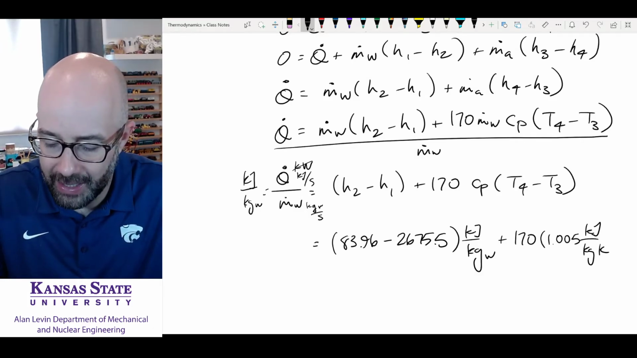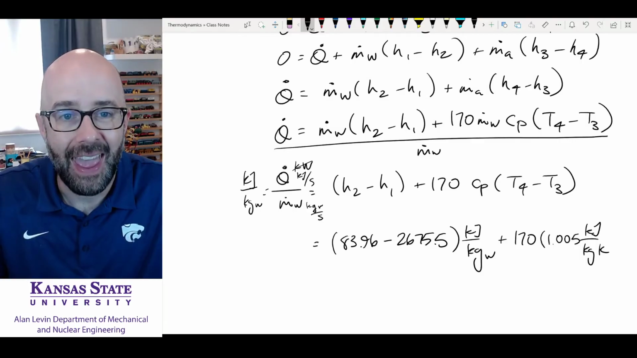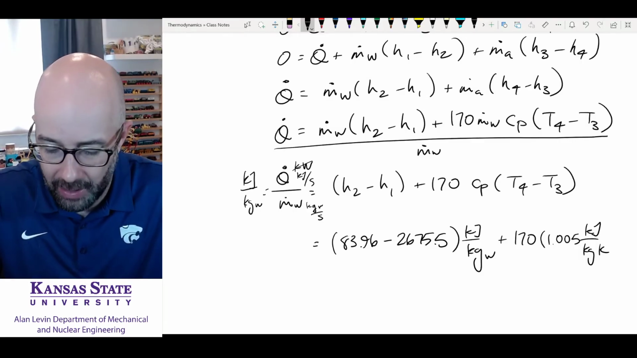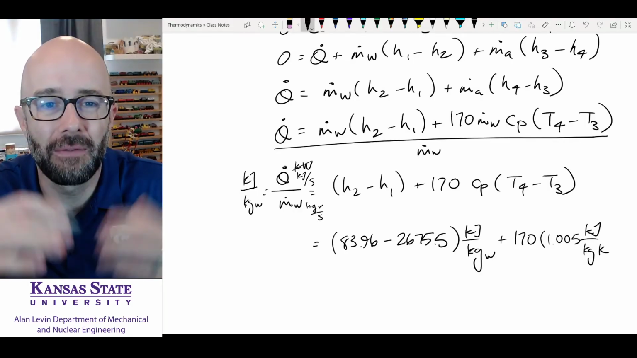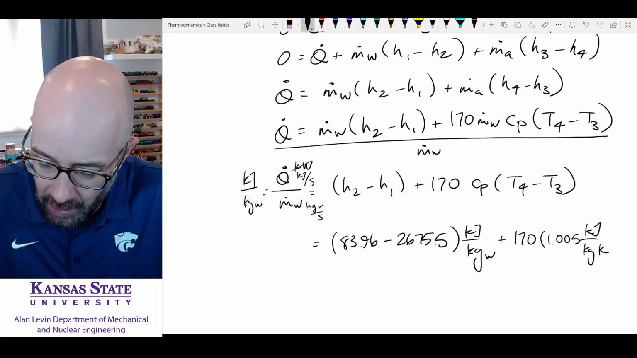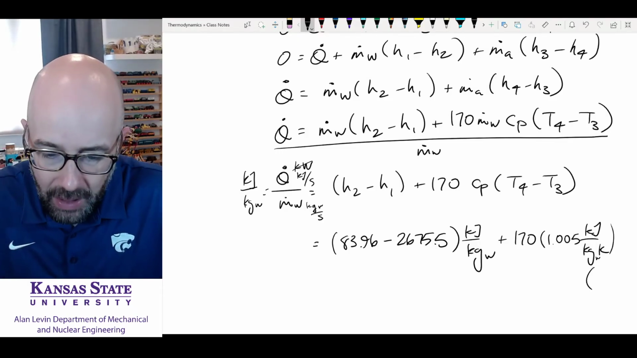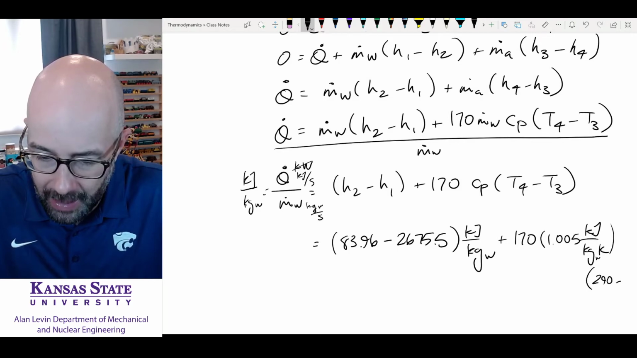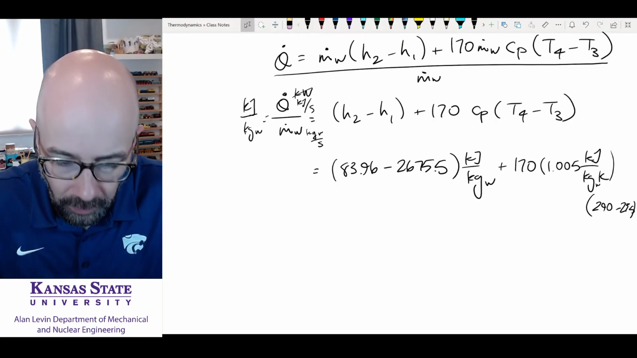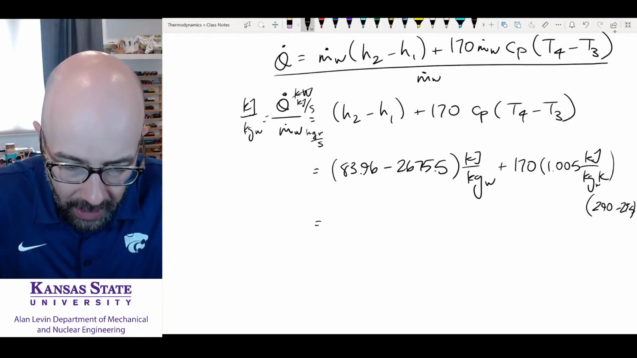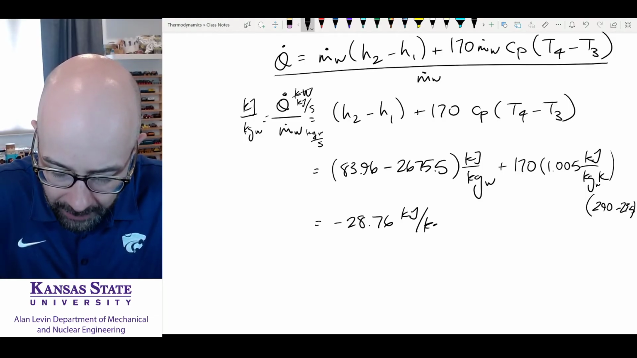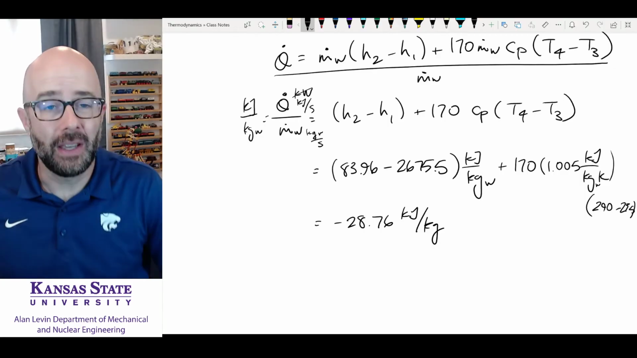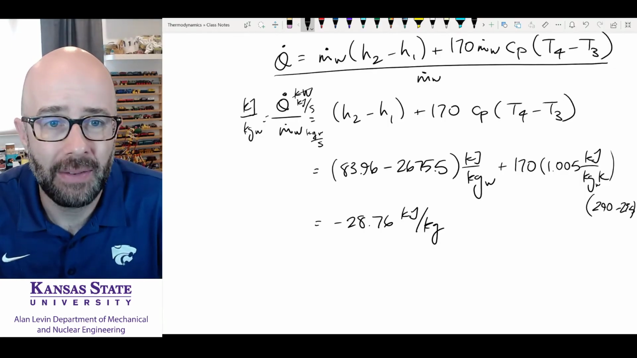Now remember, this is actually kilograms of air, but we had a term here. This mass flow rate of air was there, and we replaced it with 170 times mass flow rate of water. So that kind of converts the units. So this is all going to be kilograms of water. And then T4 minus T3 is going to be 290 minus 275. Okay, and when we put all this in here, we find that we're going to have negative 28.76 kilojoules per kilogram. Okay, so we're having heat leave this, negative 28.76. That makes sense.